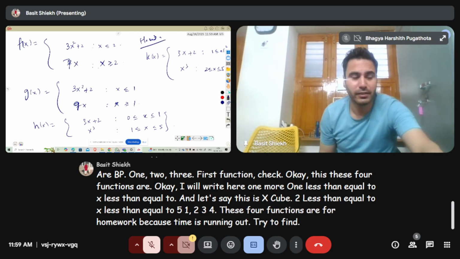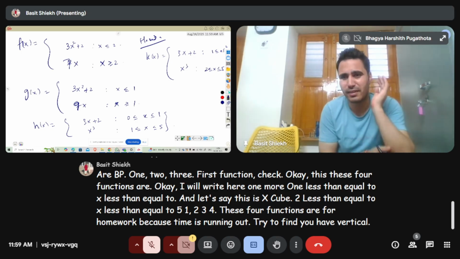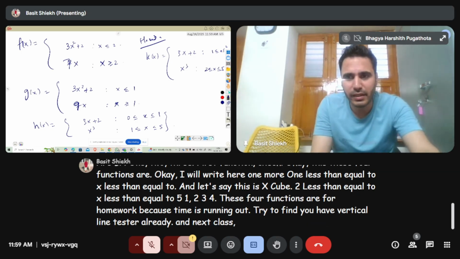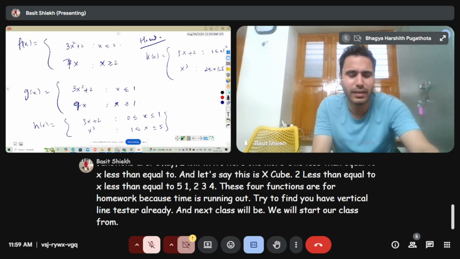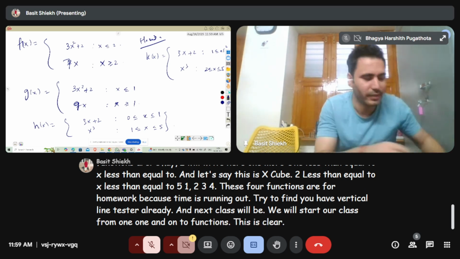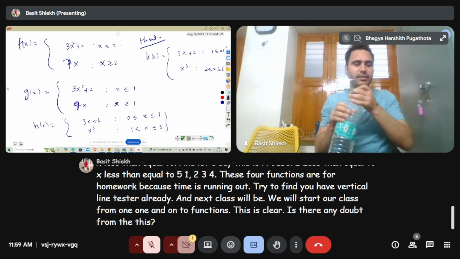Try to find. You have the vertical line test already, and next class we will start our class from one-one and onto functions. Is this clear? Is there any doubt from this class?